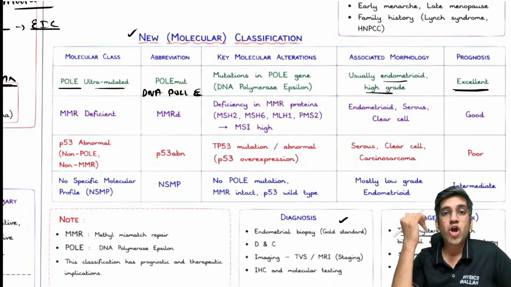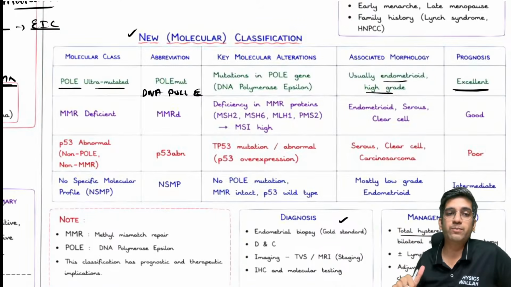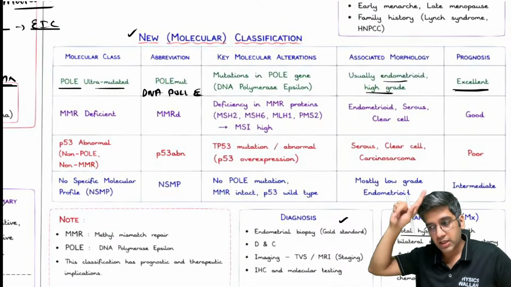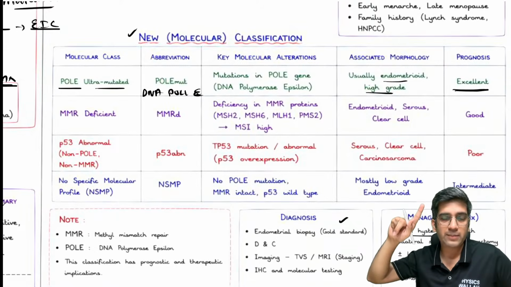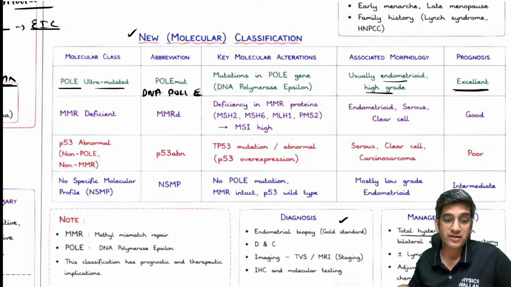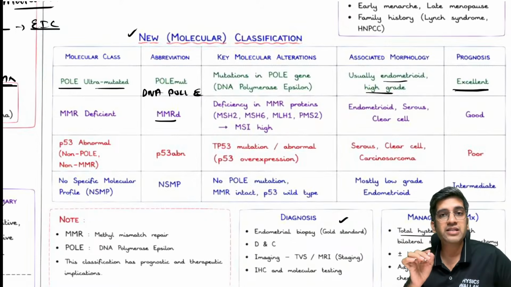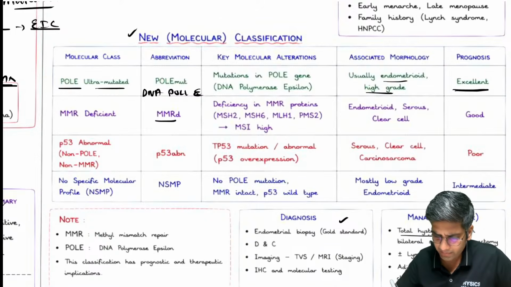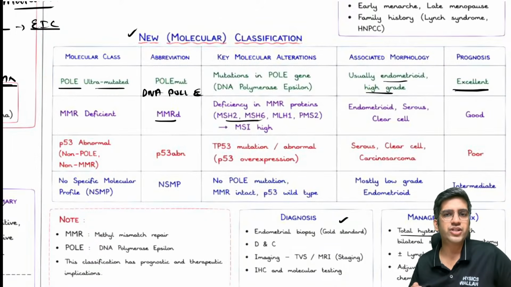If POLE is not there, then only you do the next step, MMR. If you remember your colon chapter when we discussed Lynch syndrome and HNPCC, there also we read that this can also have endometrial cancer, right? That is this. MMRd stands for MMR deficient. MMR stands for mismatch repair genes, right? The same MSH, MLH genes are deficient, mutated.